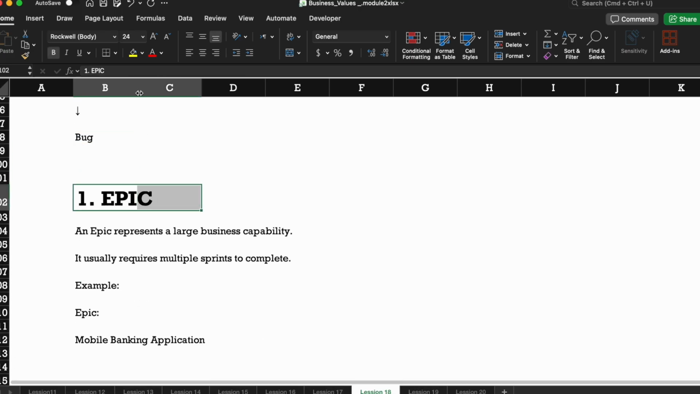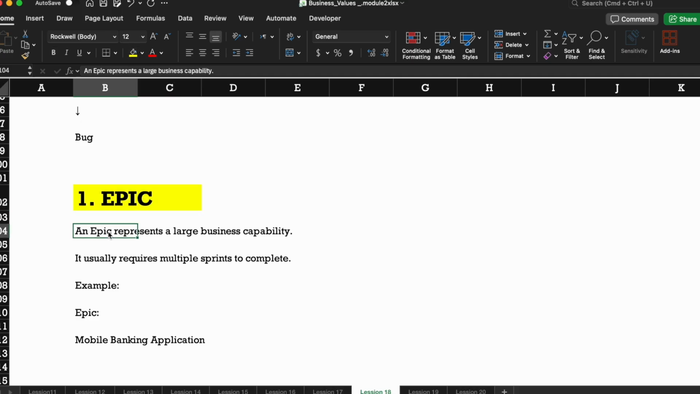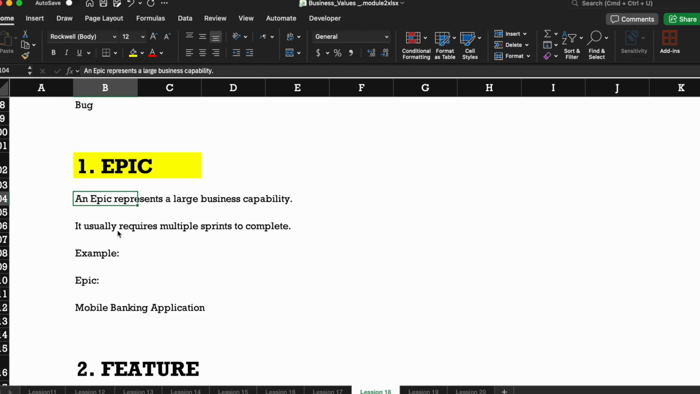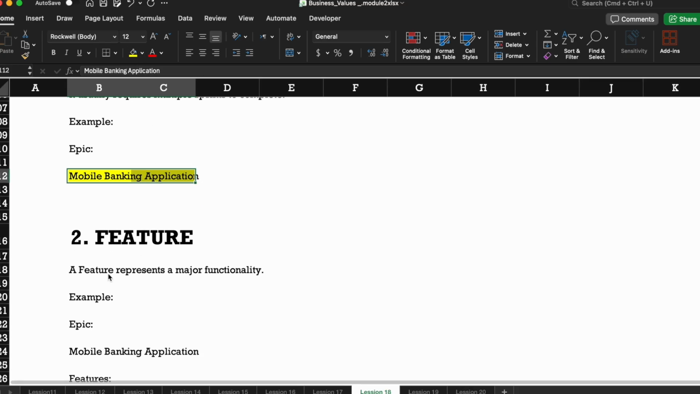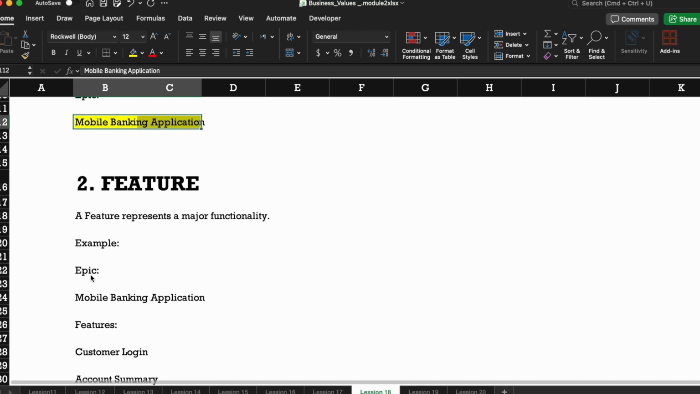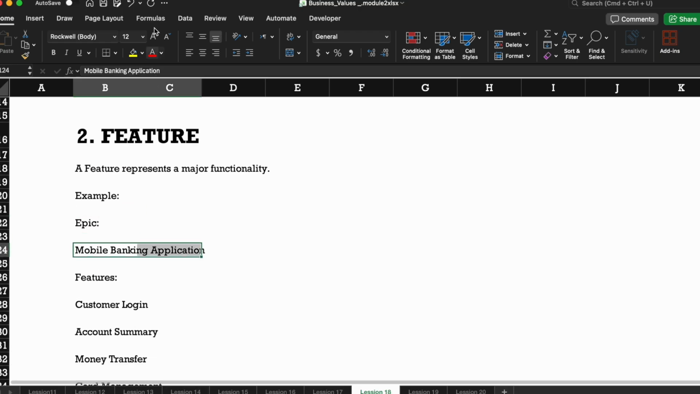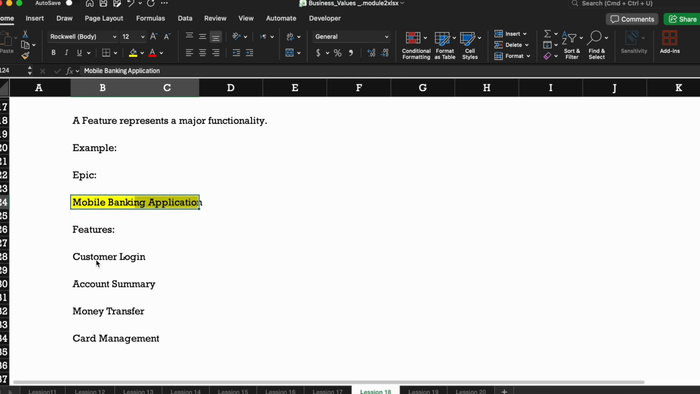So what is an epic? An epic represents a large business capability. It usually requires multiple sprints to complete. Example: epic, mobile banking application. A feature represents a major functionality. The epic is the mobile banking application. Features are customer login, account summary, money transfer, card management. So these are the features under the mobile banking application.